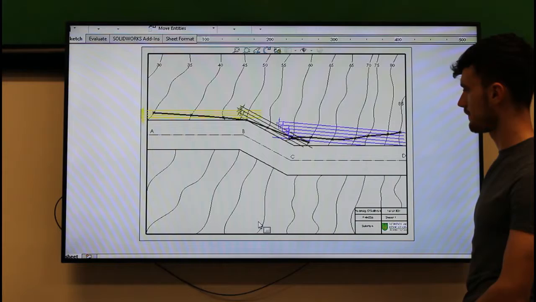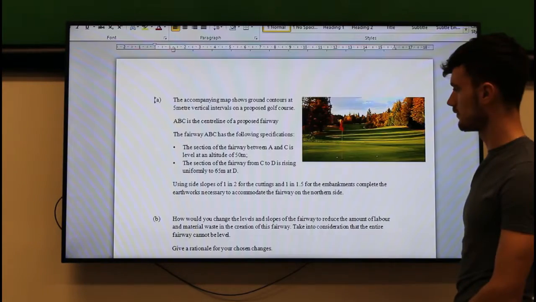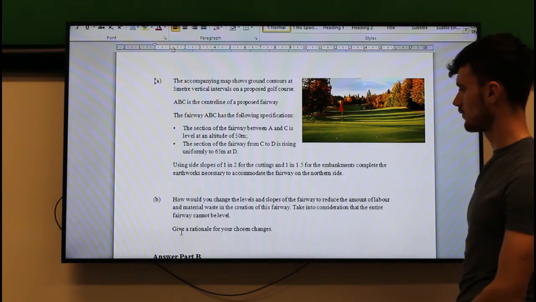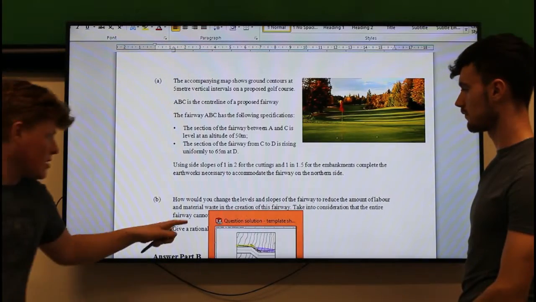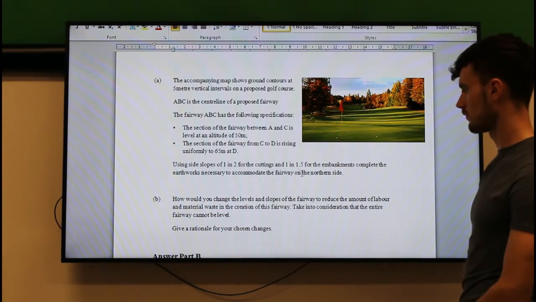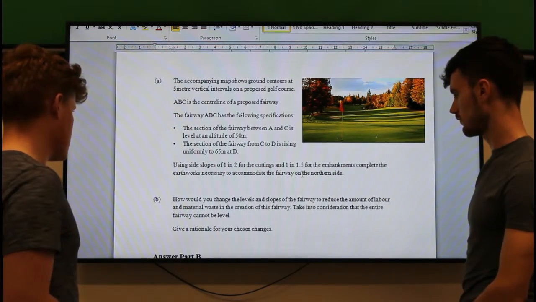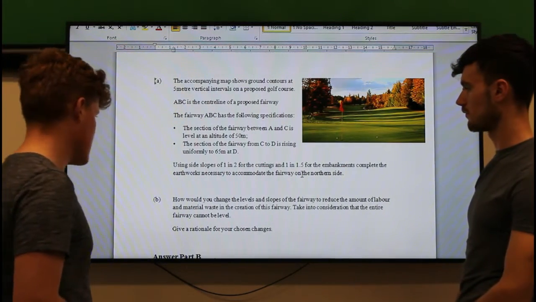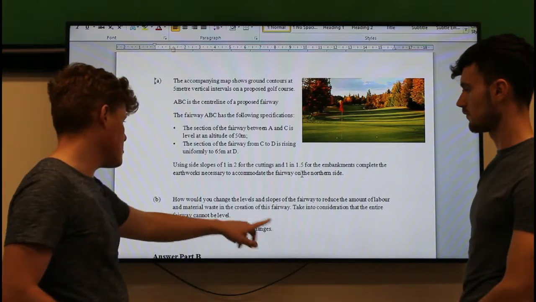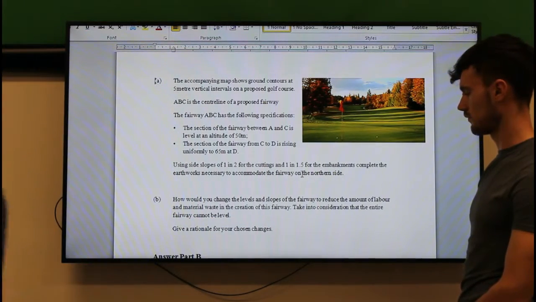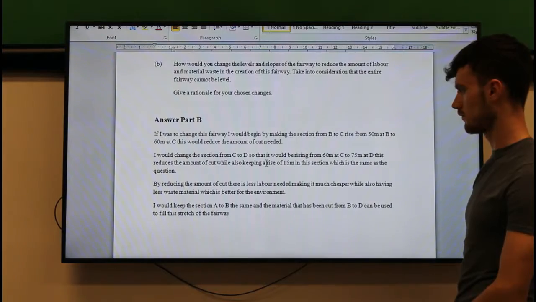And then for section B of the question, I brought in something small about sustainability and getting them to think about earthworks in a bit more detail. So I told them about how they would change the fairway for material waste, and how they would reduce labour and stuff like that. So I just wrote out a solution here for them.